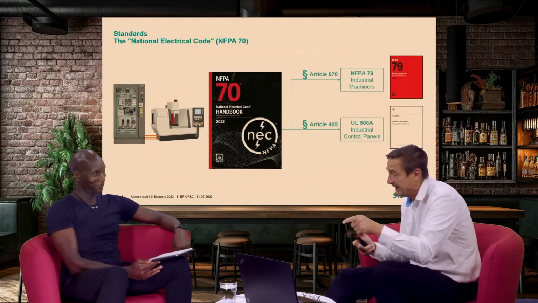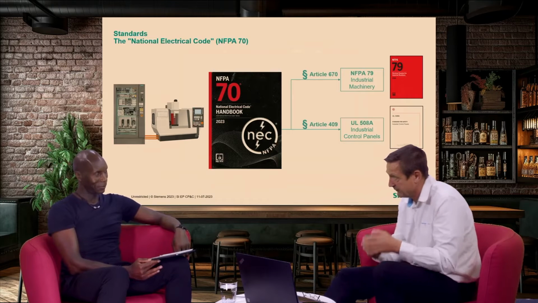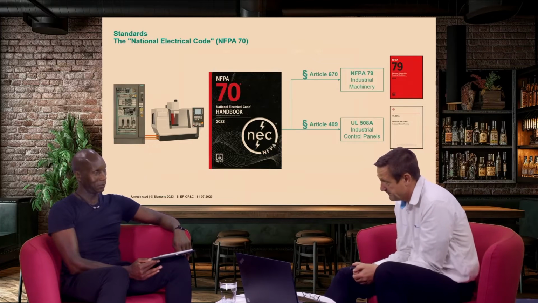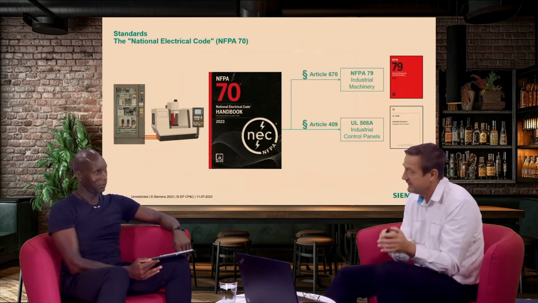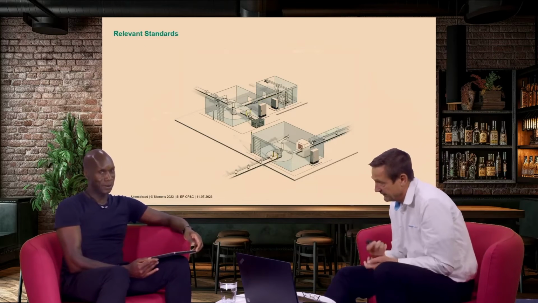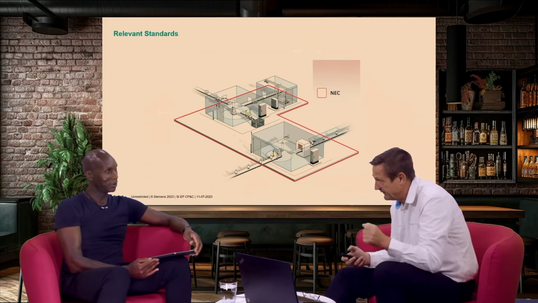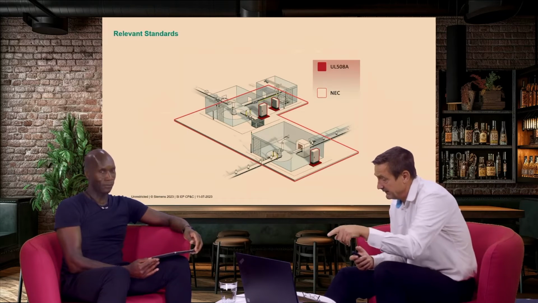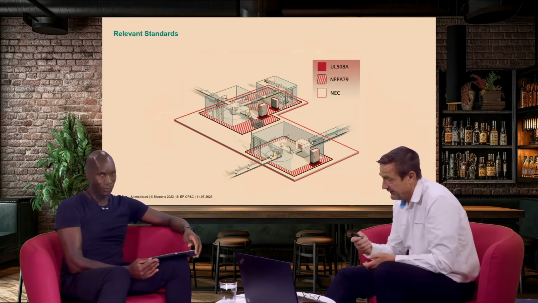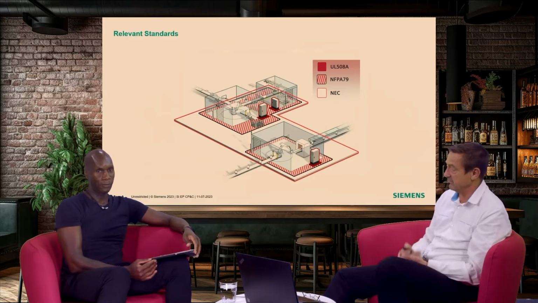Please use the NFPA 79 to make a safe industrial machinery. So for the electrical equipment of the industrial machinery, the NFPA 79 is the right one. And for the industrial control panel, the UL508A is the right one. And now you see this here on my little drawing. Yes. The building itself should be designed by the NEC. The panels should be designed by the UL508A, and the rest, the industrial machinery, shall be designed by the NFPA 79.